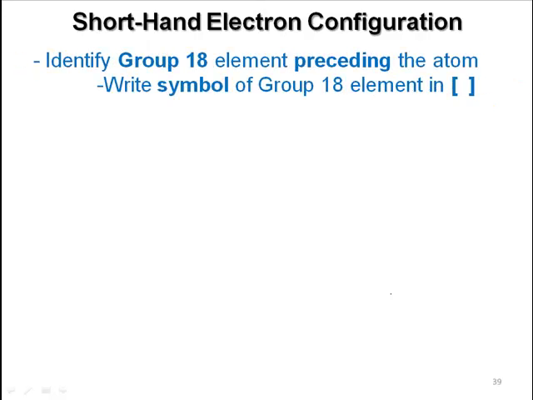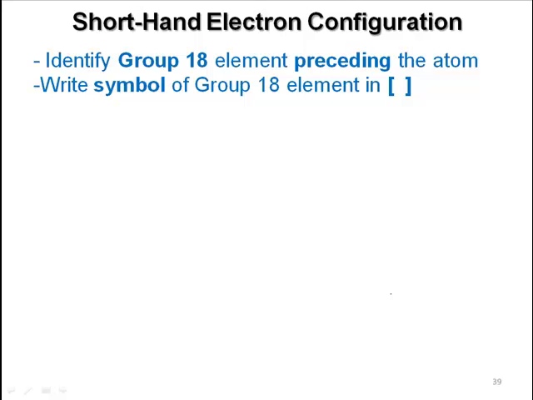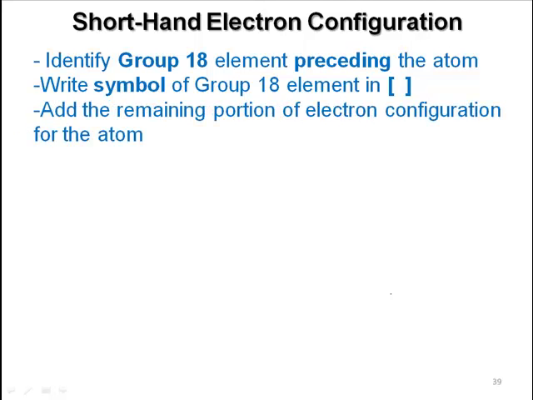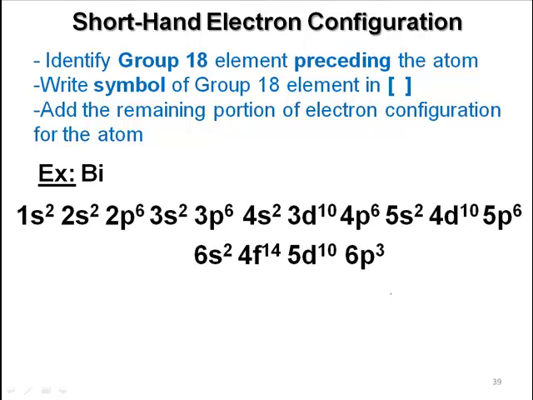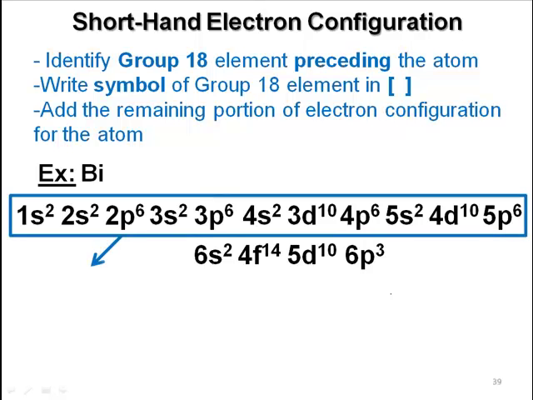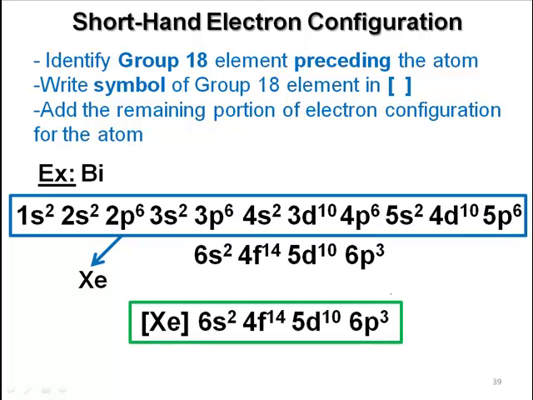So you identify the group 18 element preceding it, you put it in brackets, and you have the remaining portion of the electron configuration. So for bismuth, here's the big long thing we just wrote out. Break it down: the noble gas before bismuth is xenon, at the end of the 5p. So everything up to this 5p turns into Xe, bracketed. And then 6s2, 4f14, 5d10, 6p3.